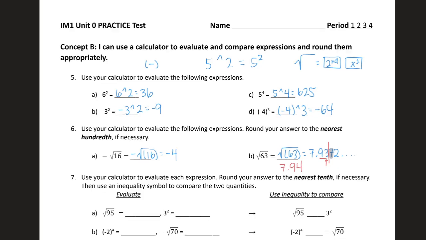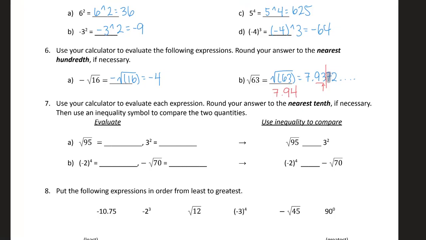All right, let's look at number 7. So 7, we're evaluating in our calculator, and then we're going to use an inequality to compare. So we're either going to be saying that it's greater than or less than. So remember, the alligator eats the bigger number, so the big part should be facing the bigger number.